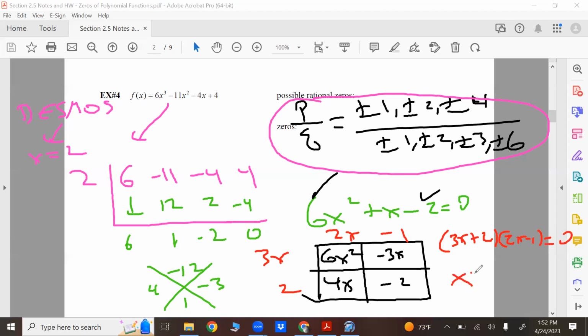And of course, x equals negative 2/3 or 1/2. Too easy. Boom. So whether you want to factor by trial and error, by grouping, or by the box, I don't care. Whatever works for you guys.